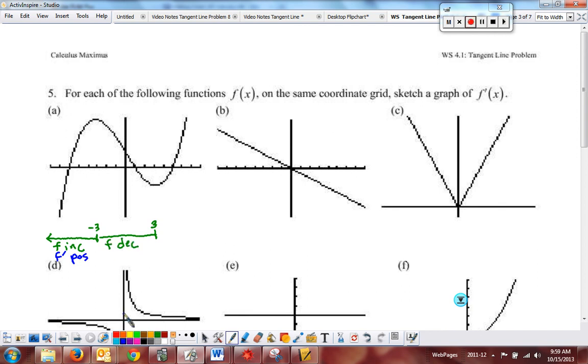Decreasing. So my derivative, f prime, is negative. And then from 3 on, my f is increasing again, so we can know that our derivative is positive. Okay, so we get that.